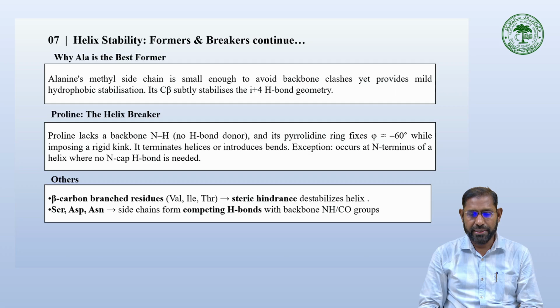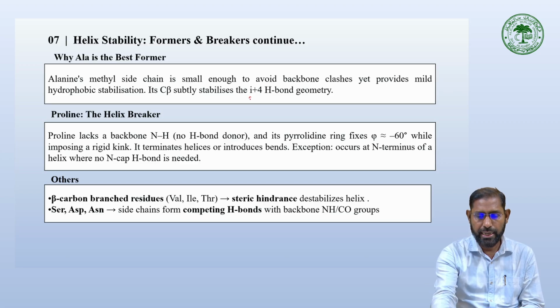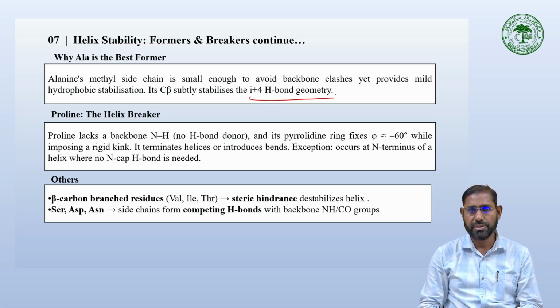Now, helix stability, formers and breakers. Why is alanine the best former? Alanine is the best former to give strength to the alpha helix. Its methyl side chain is small enough to avoid backbone clashes, since it is a single methyl group, and it provides mild hydrophobic stabilization. The methyl group's mild hydrophobic nature and this C beta subtly stabilize the i to i+4 hydrogen bond geometry, for these reasons.